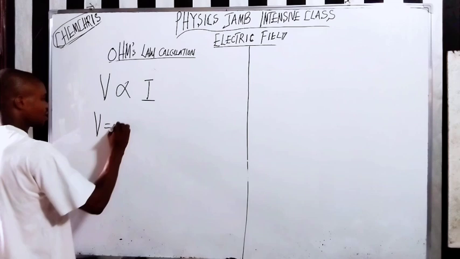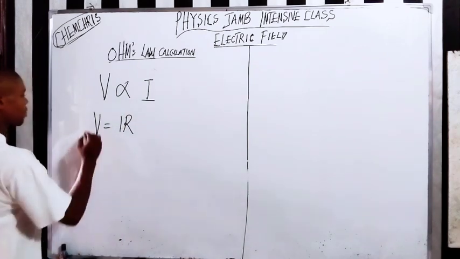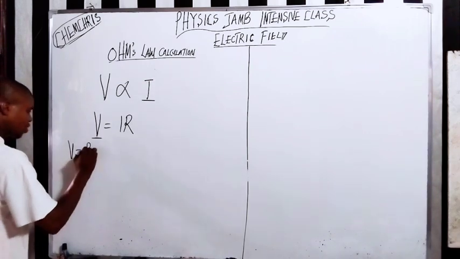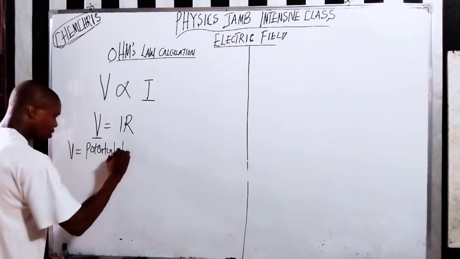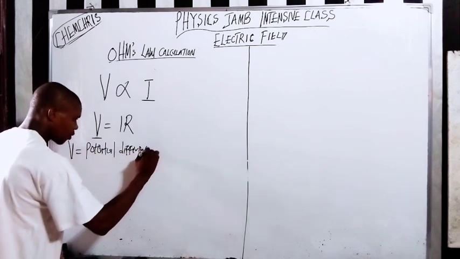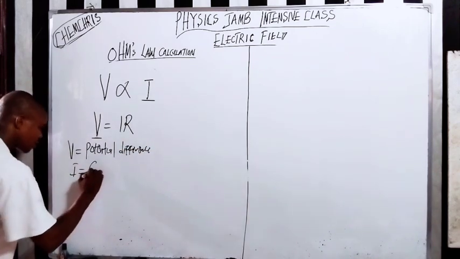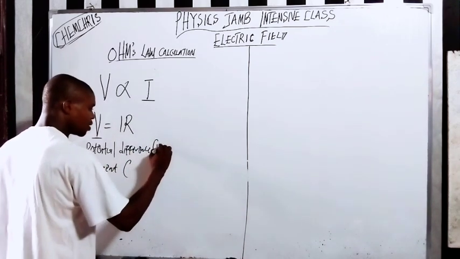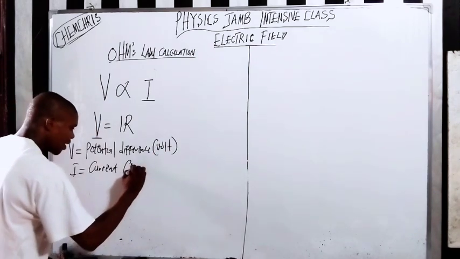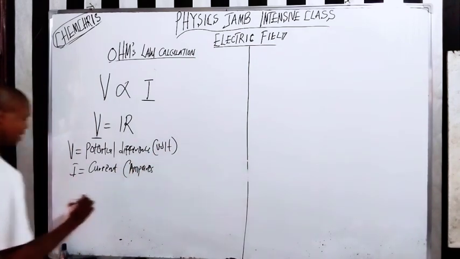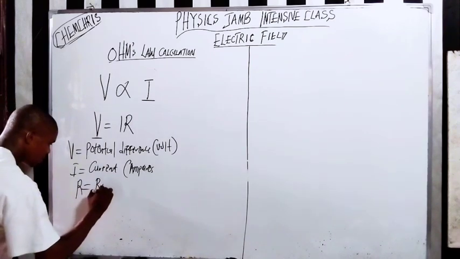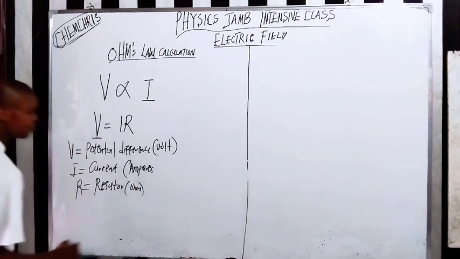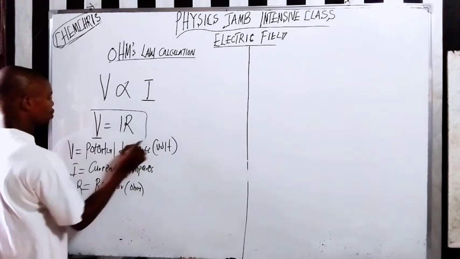So V is equal to I R. This is the formula you will be making use of, where V is the potential difference, measured in volts, and I is the current that flows, measured in amperes. R is the resistance, measured in ohms. So this is the formula we make use of.